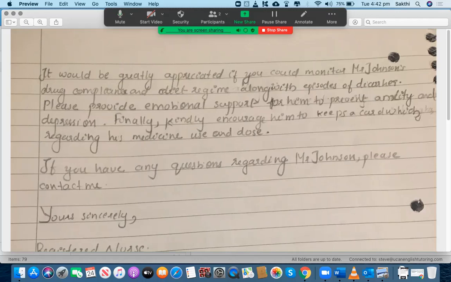If you have any questions, there should be a comma. Oh, sorry, here. Okay, that's right. Sir, you have what is mentioned in it? Yes, this is correct. But here, what I say is remove "which" and "regarding" and then write "for", F-O-R, his medicine use and dosage.